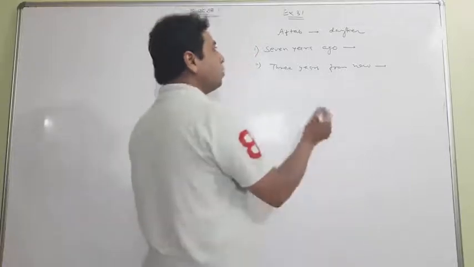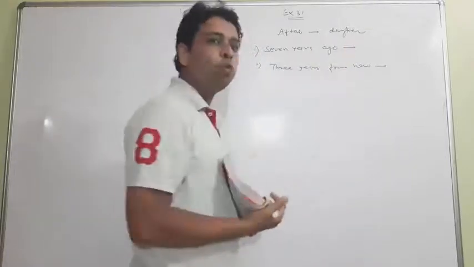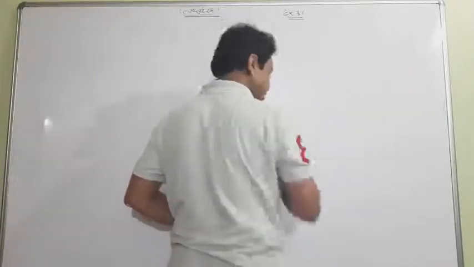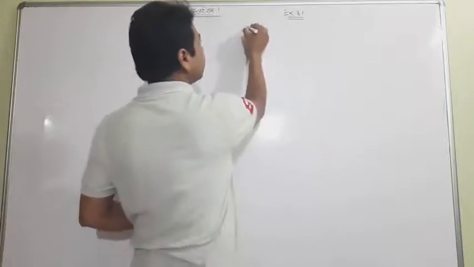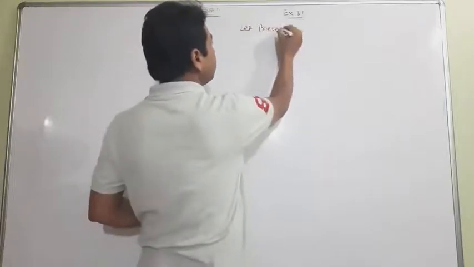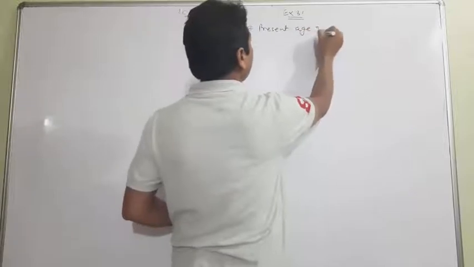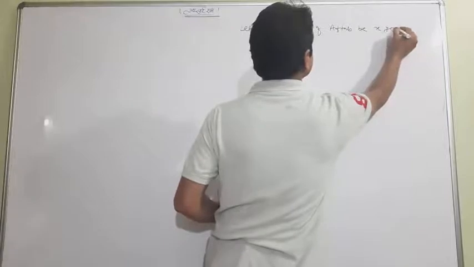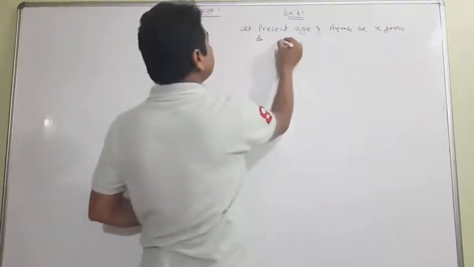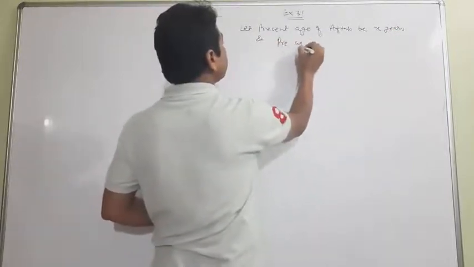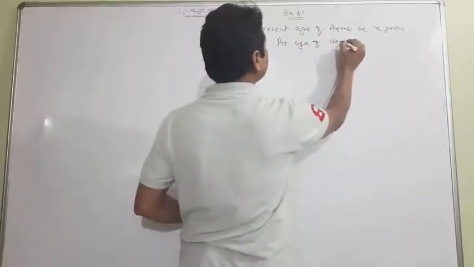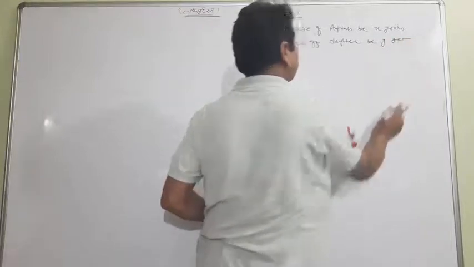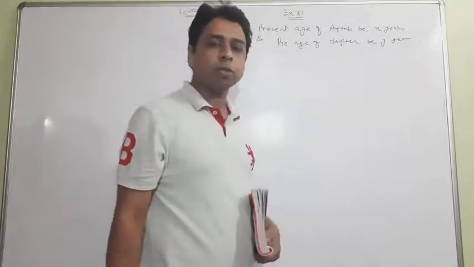So we have to consider their ages in two variables like x and y. First of all, let the present age of Aftab be x years and the present age of his daughter be y years. Definitely we need two variables, x and y, so we have taken them.